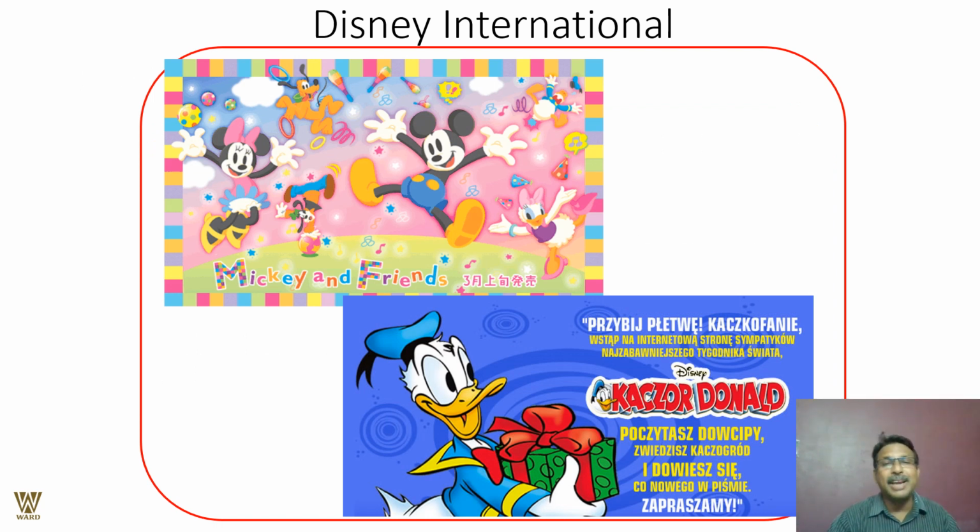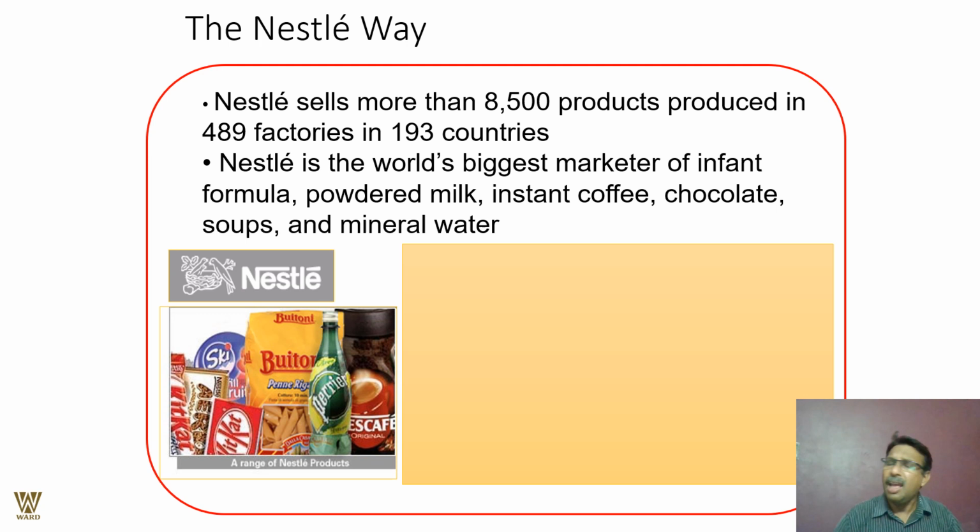Look at the example I've cited, Disney International. It is appealing, be it in America, in Europe, or even in Far East Asia, with Donald Duck, a lovable character. I'll quote another example, Nestle. Nestle sells approximately 8,500 products produced in approximately 500 factories in approximately 200 countries across the globe. Nestle is the world's largest marketer of infant formula, powdered milk, instant coffee, chocolate, mineral water, soda, soup, you name it. It is all related to the healthy way to go about it.